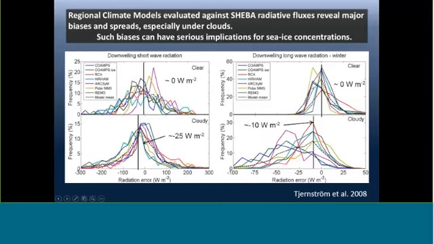But then if we look at cloudy skies, we see a lot more spread, but we also see, importantly, a bias. And these biases are really significant. So for the shortwave, we're talking 25 watts per meter squared, longwave about 10 watts per meter squared, with a lot more variability. And so these numbers are very large relative to the small fluxes or imbalances needed to impart significant change in the system.